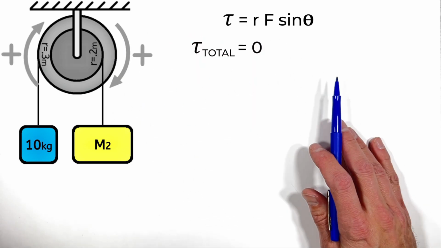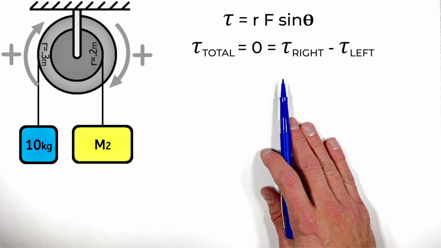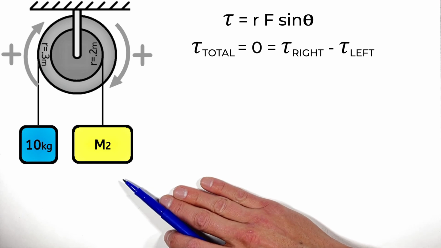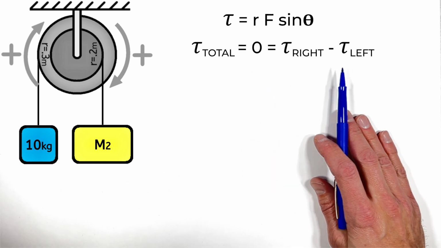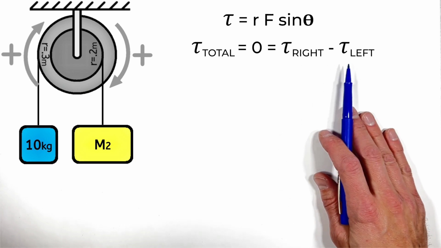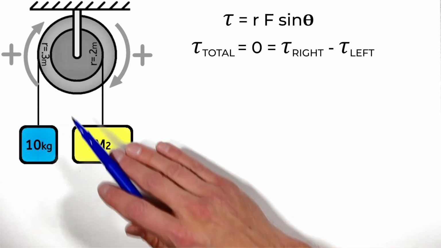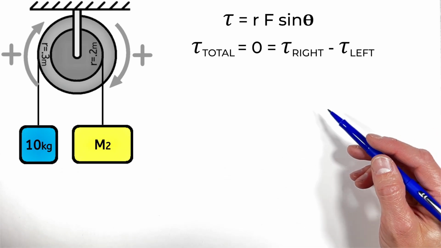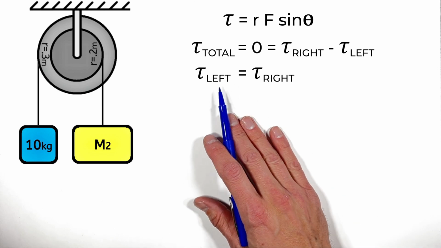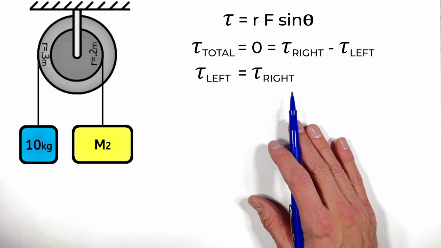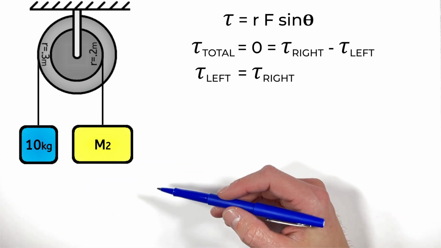So looking at the sum of all torques, what we really have is our torque to the right in the positive direction. That is the torque by this unknown mass M2 hanging down here, competing with the torque to the left. I'm going to say that's in the negative direction because this 10 kilogram mass is trying to rotate the pulley counterclockwise. Now, moving this torque to the left over to the other side of the equals sign, we see that these two torques need to be equal to one another in order to keep this pulley from rotating. Really, the two torques are balanced.